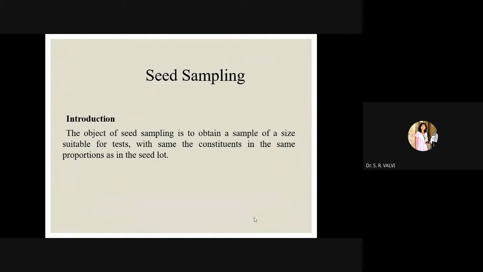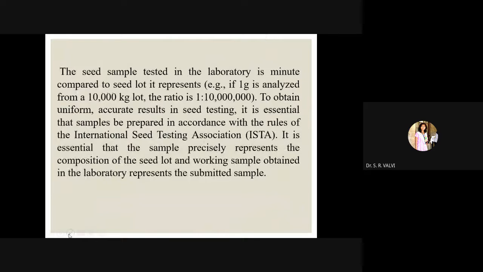Now, why is this seed sampling done? We have to learn this seed sampling in detail. Suppose you have 10,000 kg of seed lot, and suppose you are sampling only 1 gram from 10,000 kg. Your ratio will be 1:1 crore. So this is the ratio that you have sampled from a 10,000 kg seed lot.